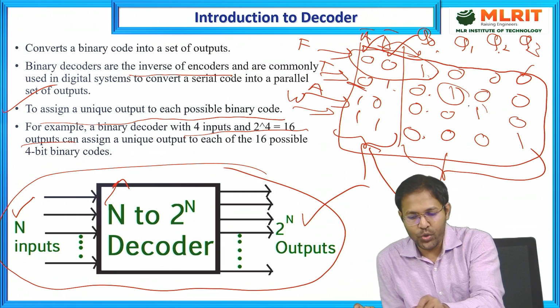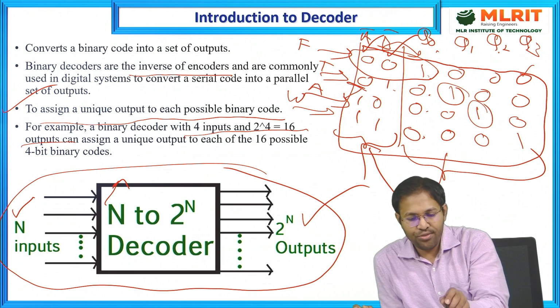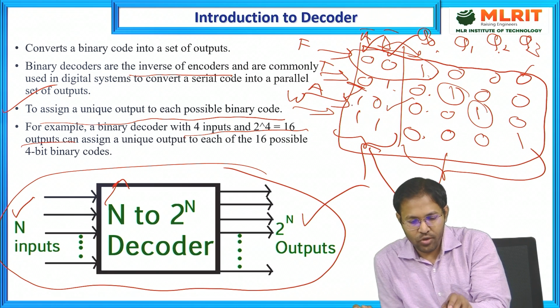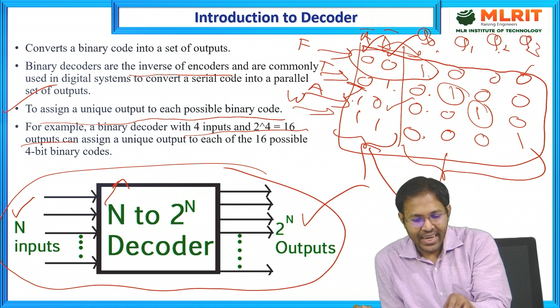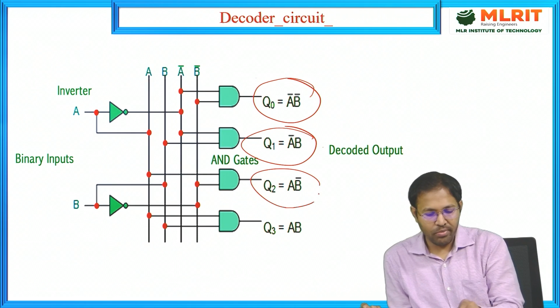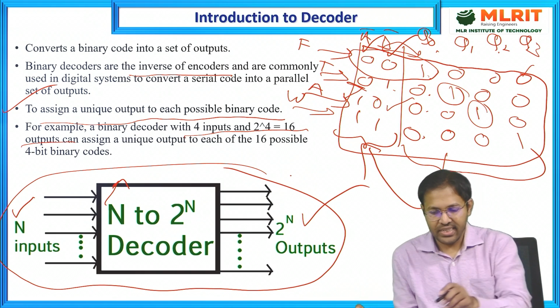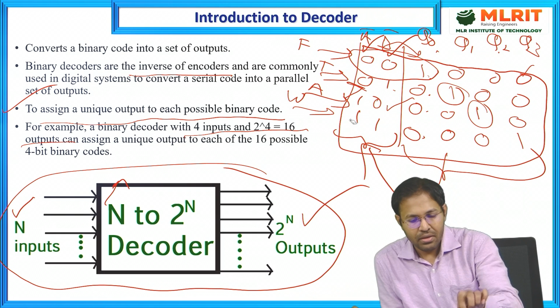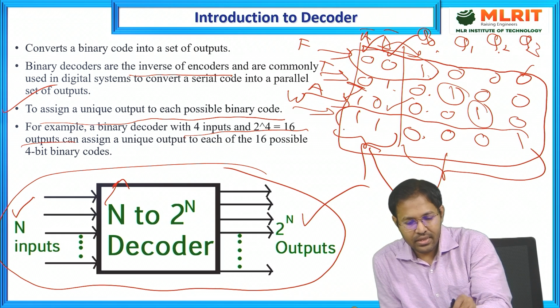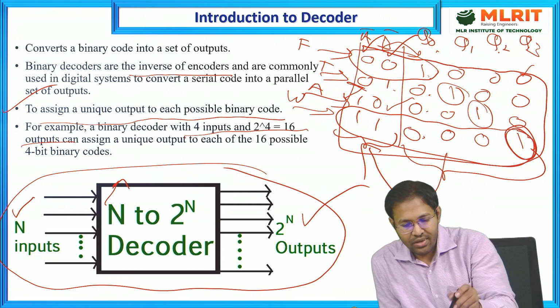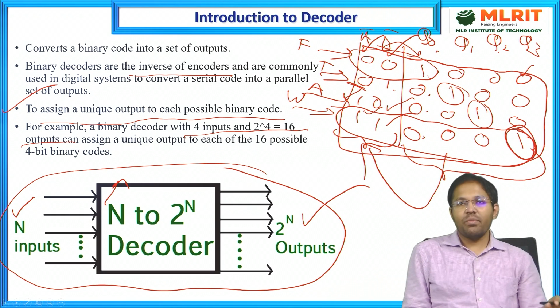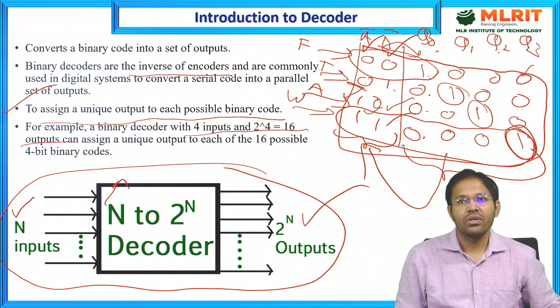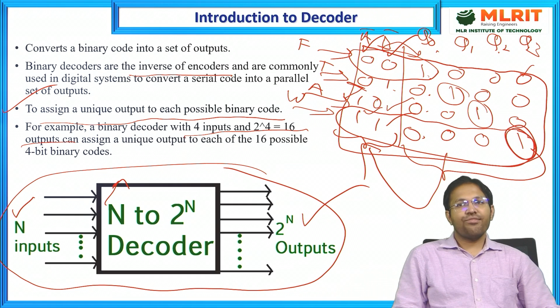Next, what about Q2? Q2 will have A in its true form and B in its complementary form, so Q2 will be A into B bar. Last case, for this particular one, we have two ones, both A and B in their true form. So what does it indicate? The expression for Q3 will be simply A into B, both variables in the true form.